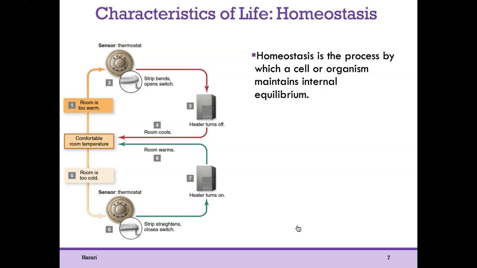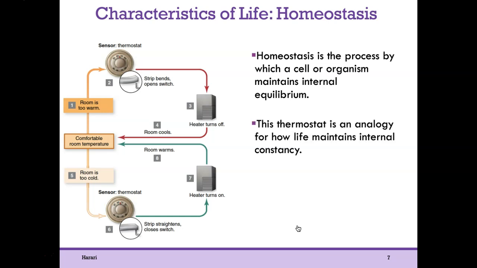So homeostasis is the process by which a cell or an organism maintains this internal equilibrium. And a really good analogy for how life maintains this internal constancy is a thermostat. So a thermostat is very much like our brain, and it can detect a change in the environment and then enact a response. So for example, what a thermostat is responsible for is keeping the room at a comfortable temperature.